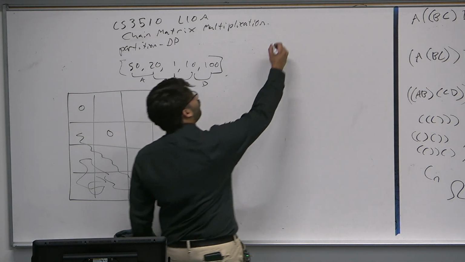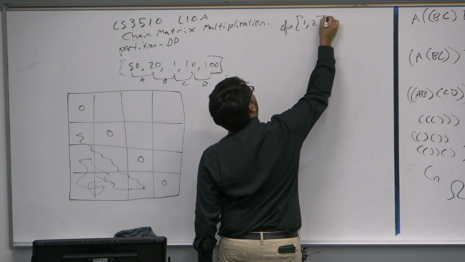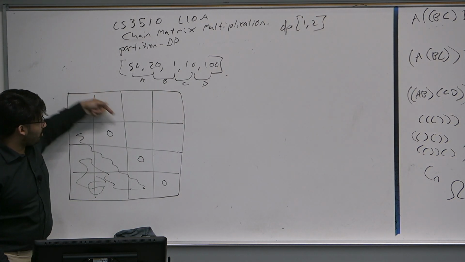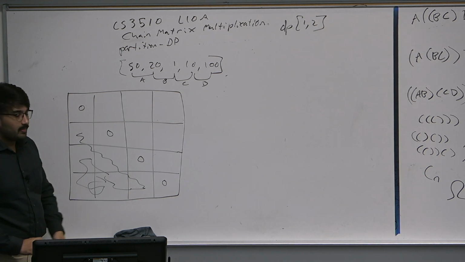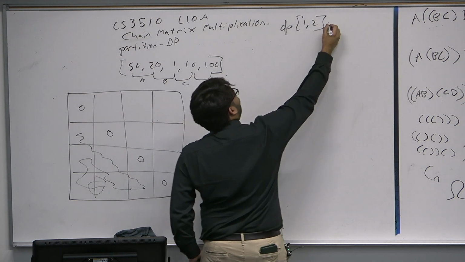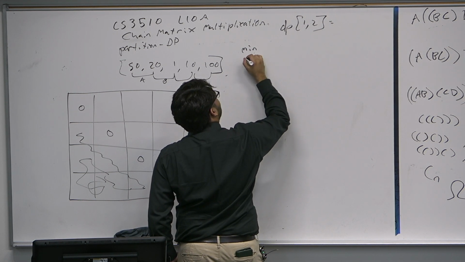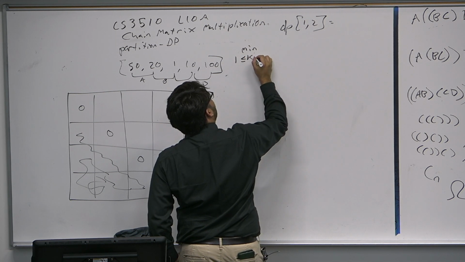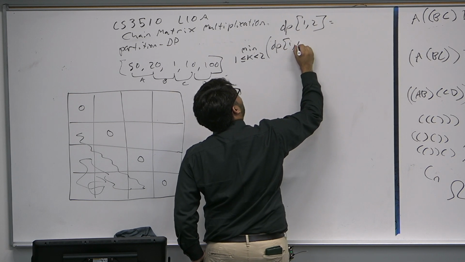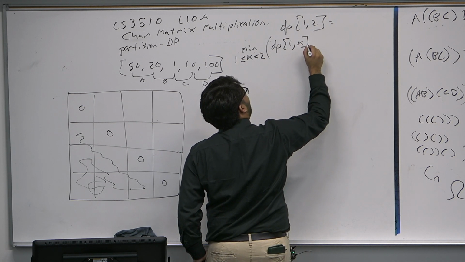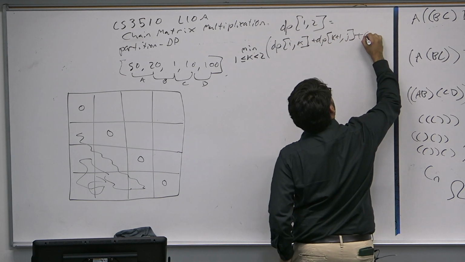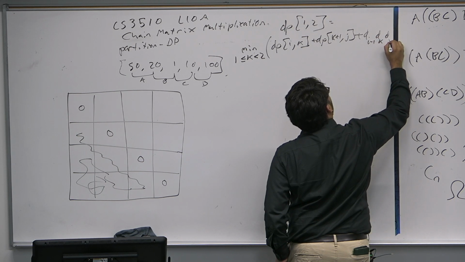Yeah, so we want to compute dp of 1, 2 first, right? The way the for loop with that s is going to work, it's going to go this one, this one, this one, this one, this one, and then this one. It's going to go through these diagonals, right? dp of 1, 2, according to our formula, should be the min over k, which is greater than or equal to i and strictly less than j, of dp of i comma k plus dp of k plus 1 comma j plus d i minus 1 dk dj, right?